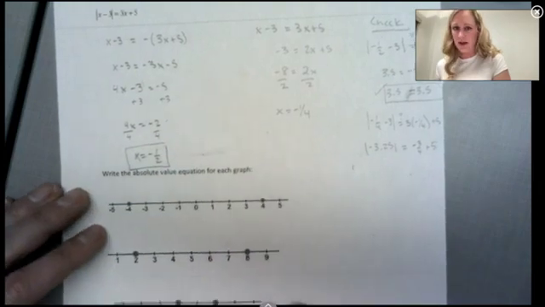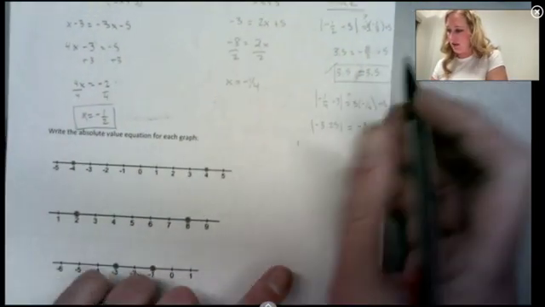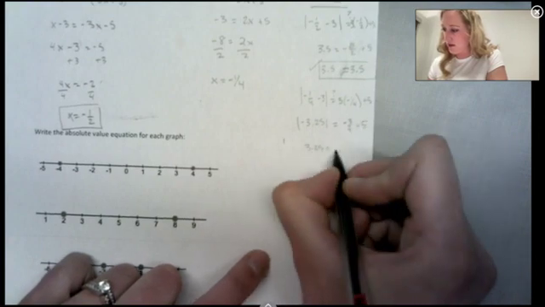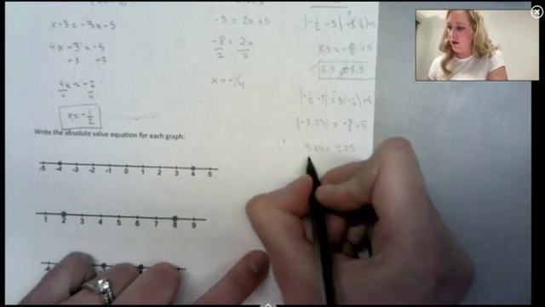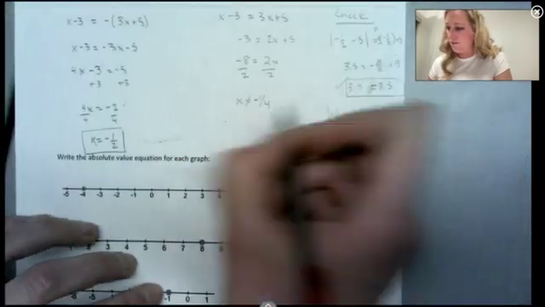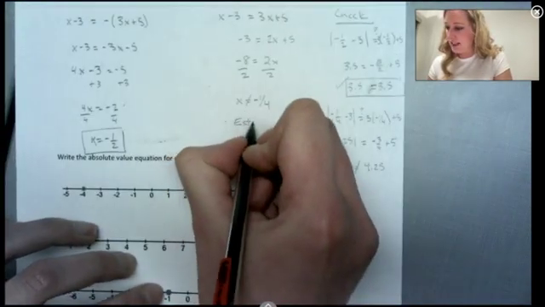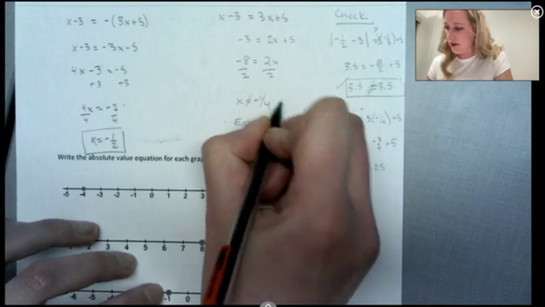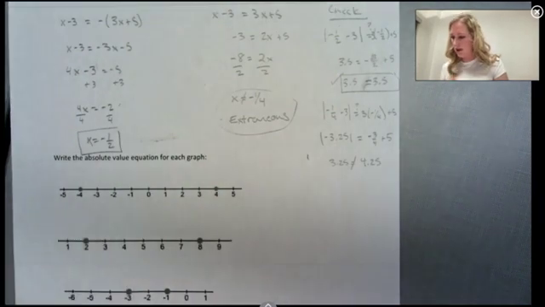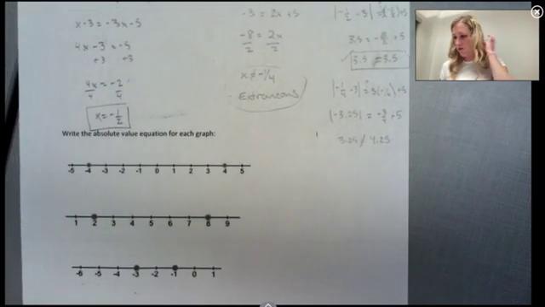We plugged it back in. We got it to work. Now we can see this one's not going to work. So I've got 3.25 equals, this is going to be 4.25 when I add those. So that's not equal. So that means this one is an extraneous solution. All right, so this is our only viable solution. This one's extraneous, okay?